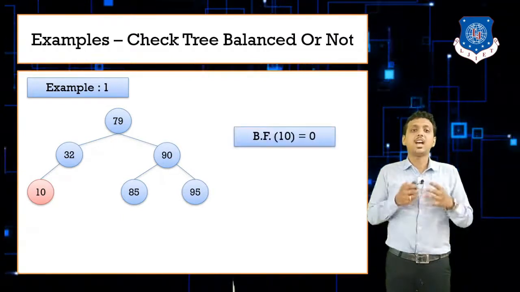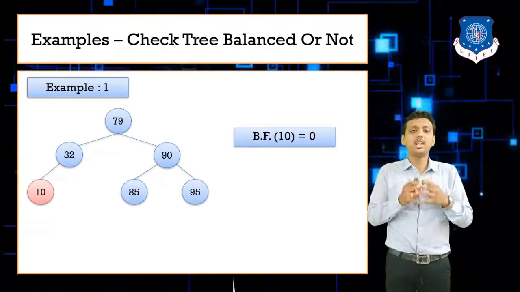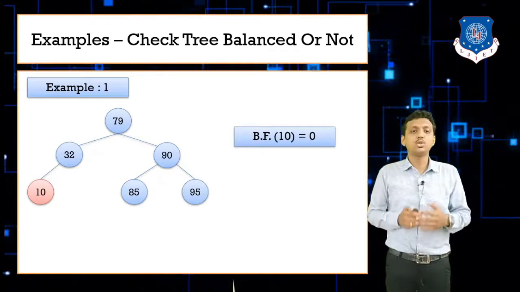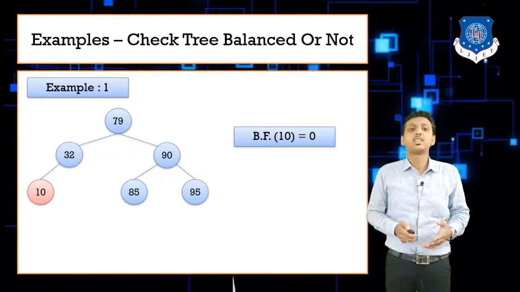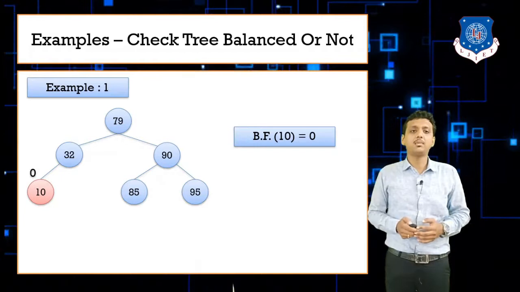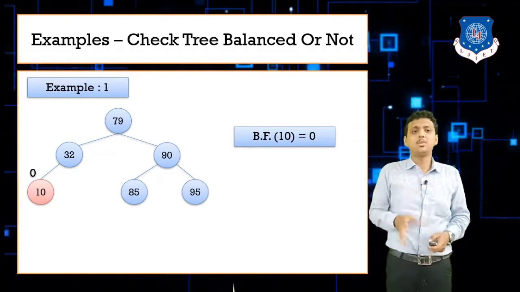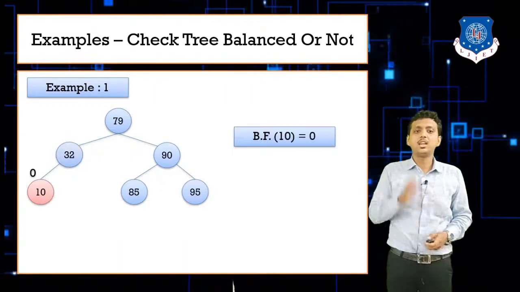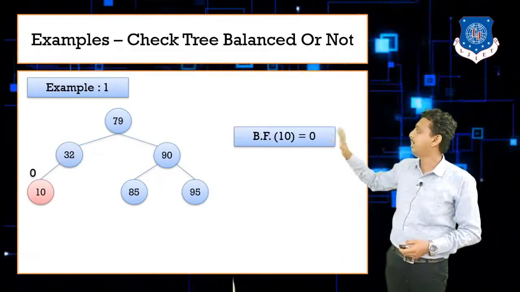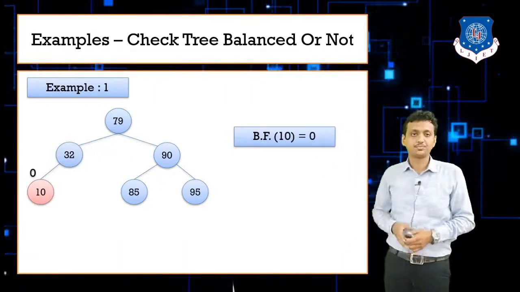That means the height of the left subtree for node 10 is 0, and the height of the right subtree for node 10 is 0. So 0 minus 0 becomes 0. That's why the balancing factor for leaf node 10 is 0.